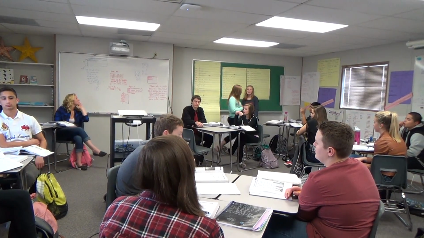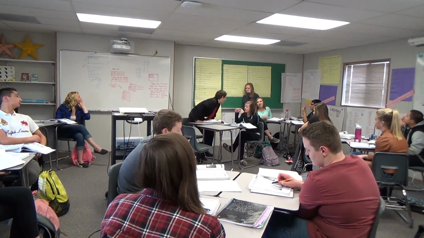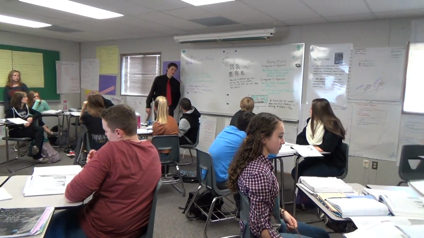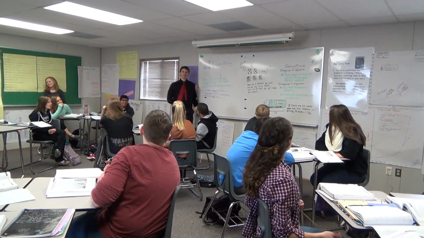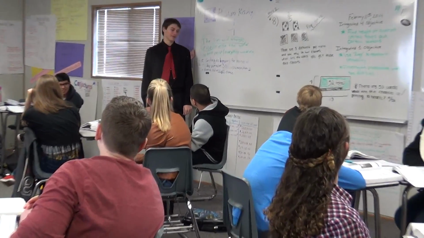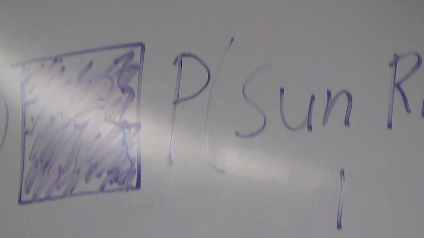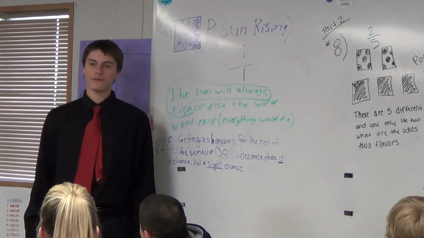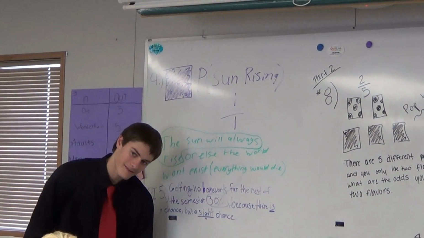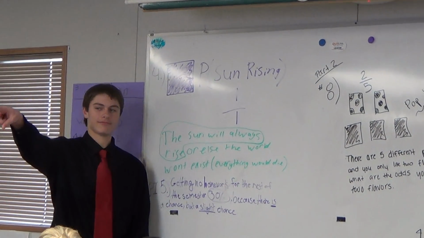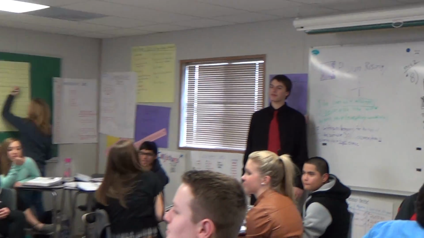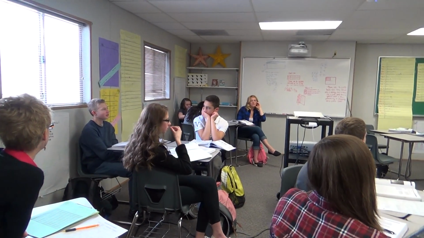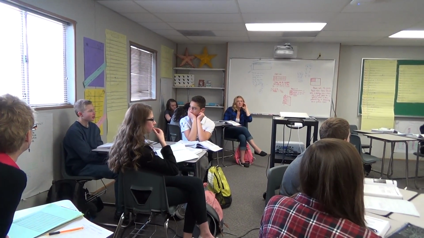Let's go on to, what are we on, number 4? All right, so mine was the probability of the sun rising tomorrow. It was 1 out of 1, because the sun has to rise, or else the world will probably not exist. Because it's not really possible for the sun to not rise. Yeah, I agree fully with that. Well, they say if the sun would ever die out, it would take 8 minutes for us to realize that it's gone.